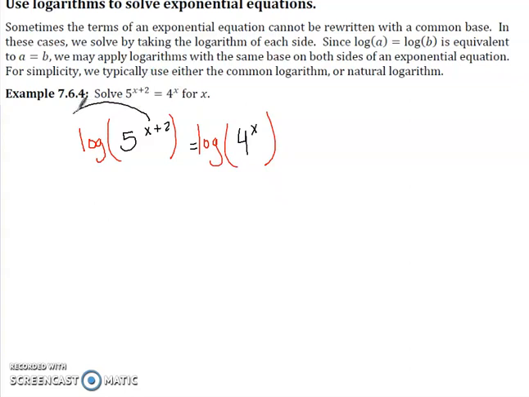Now, in a previous lesson, we discussed how I can move that exponent as a coefficient on my log to get x plus 2 times the log of 5 is equal to x times the log of 4.